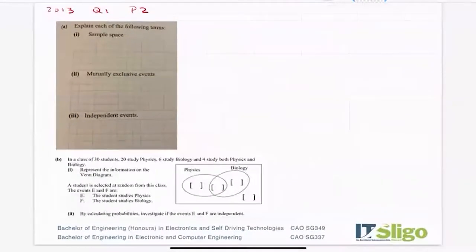Okay, the 2013 question 1 on paper 2 for Leaving Cert was on probability. And it asked you to explain the following terms: sample space, mutually exclusive events, independent events. So make sure you go through the chapter and just take the little snippets of definitions from them.